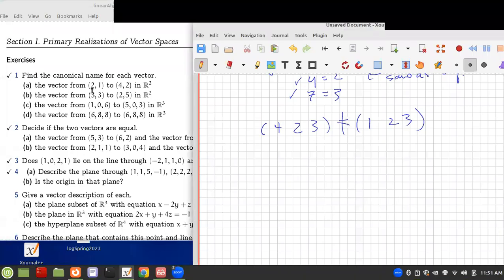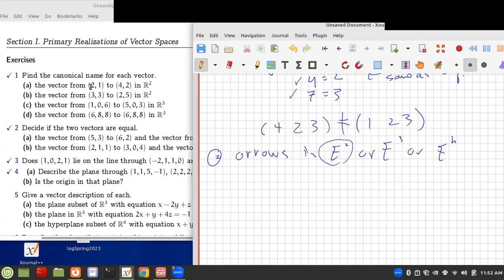Okay, so now let's look at some exercises that deal with these different realizations of vectors. For example, for the arrows, this is our example 2, arrows in E2 or E3 or EN. And these are all in E2, right? So it says here, find the canonical name for each vector.